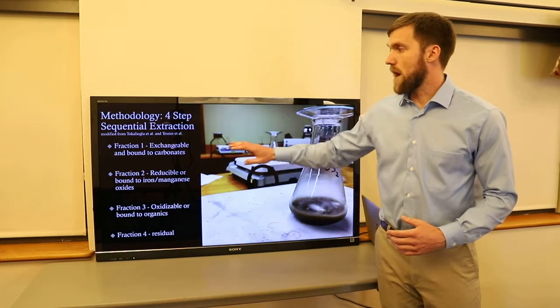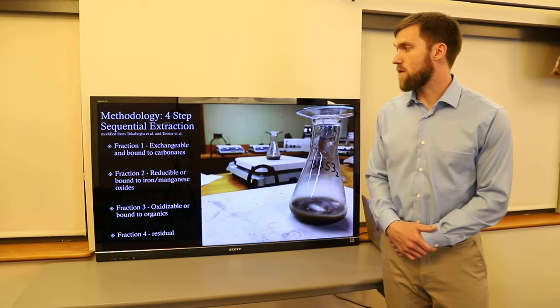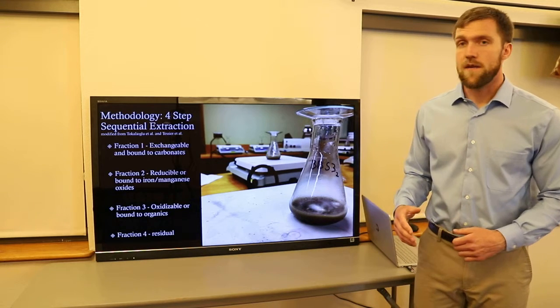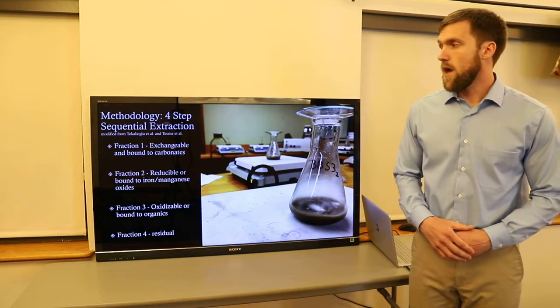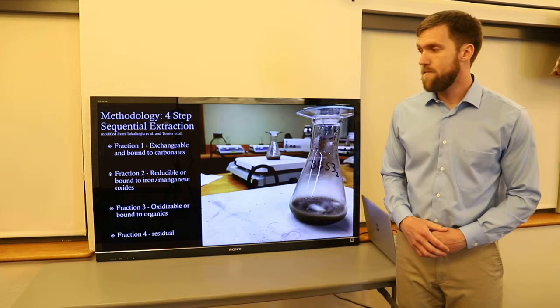Looking at fraction 1 of this extraction process, it looks only at metals that are exchangeable and those bound to carbonates.